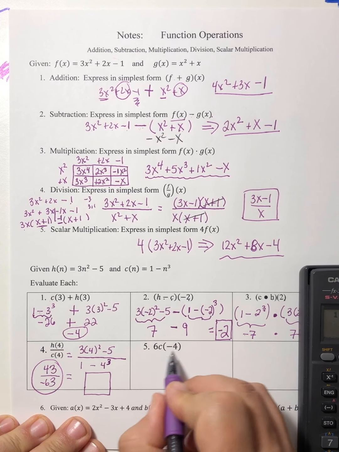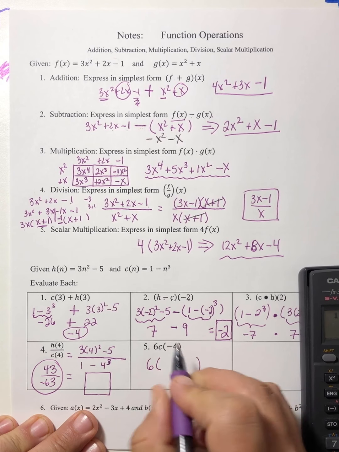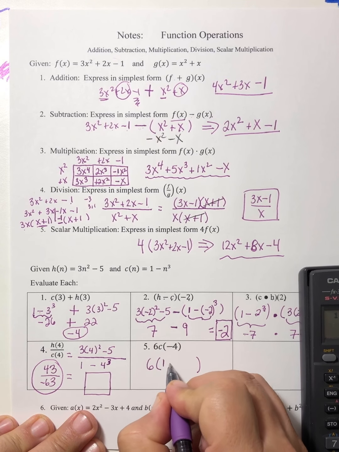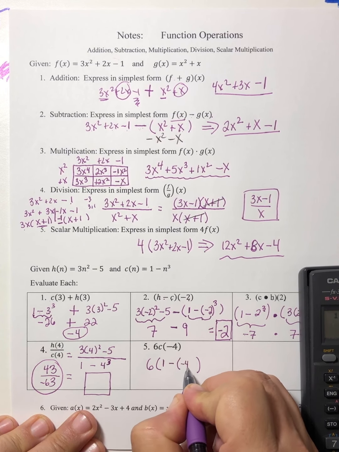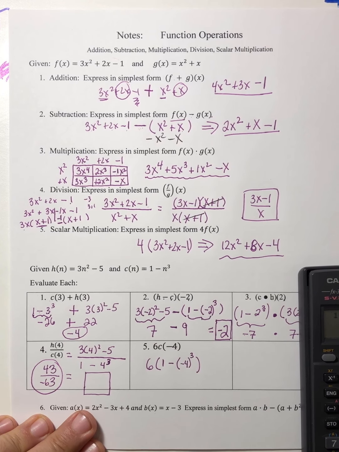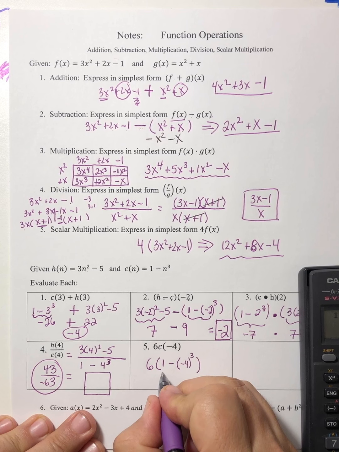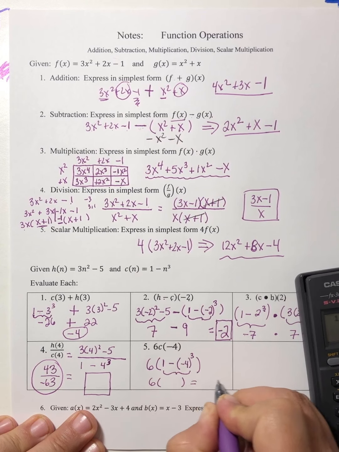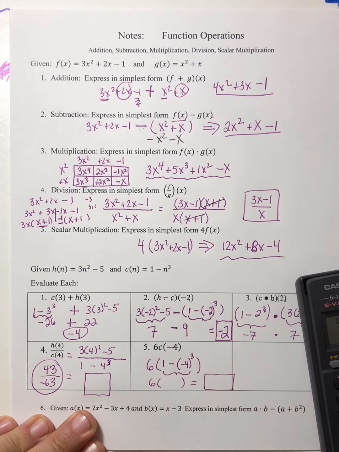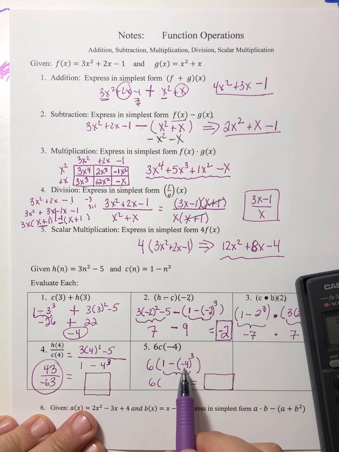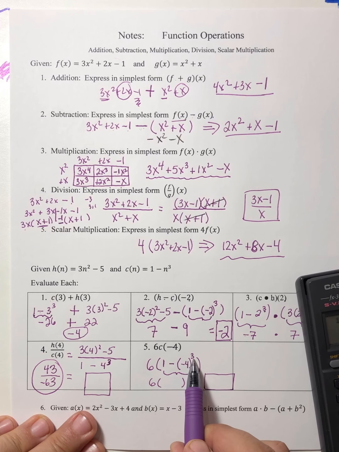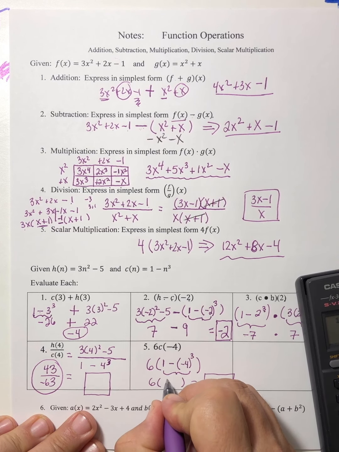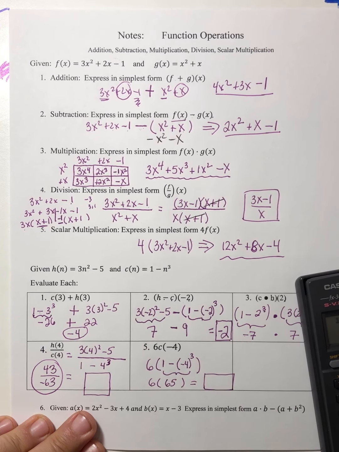So this is called scalar multiplicity. So it's 6 times whatever the inside c of negative 4 is. Well, there's the c of negative 4 right there. So it's 1 minus parentheses negative 4 to the power of 3. Okay, so inside here, I'll let you type it into your calculator. 6 times something equals our big ginormous number. Okay? All right, negative 4 to the power of 3 is a negative 64. So 1 minus a negative 64 is 65.